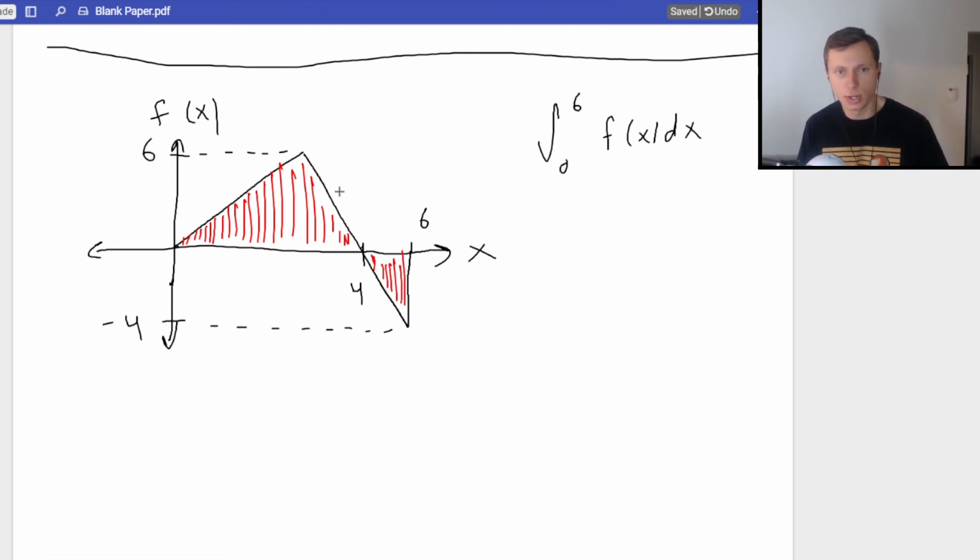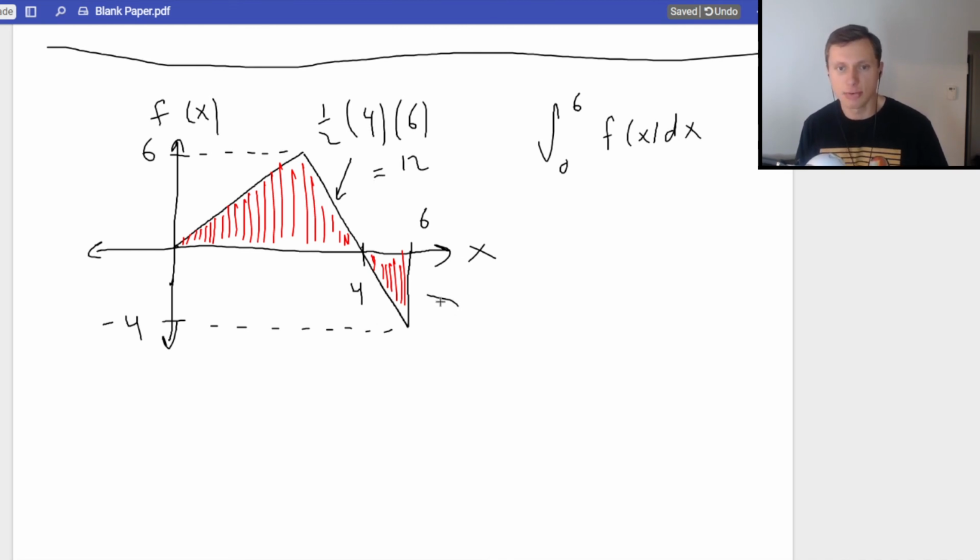Okay, so the first one, the big triangle, its equation is 1/2 base times height. So 1/2 times the base is 4 times a height of 6. Hopefully we all see that. So that's going to be 1/2 times 4 times 6, which is 12.